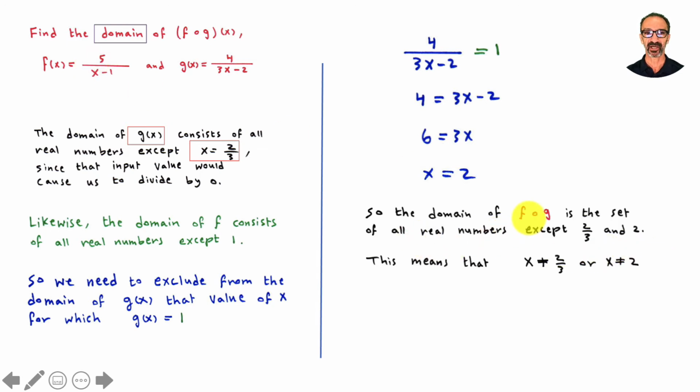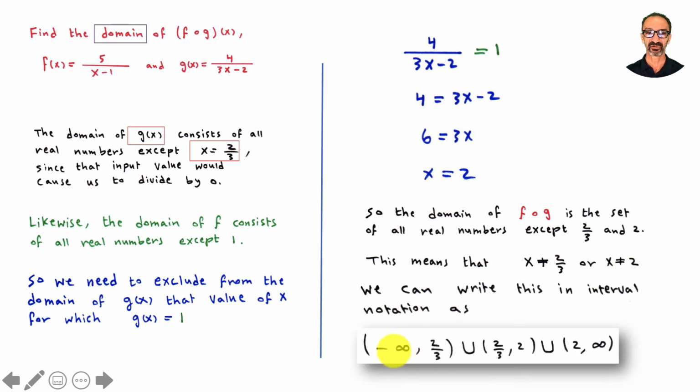So the domain of f of g is the set of all real numbers except 2/3 and the number 2 that gives me 1 here, as we agreed on from the beginning right there. This means that x cannot equal 2/3 and cannot equal 2. We can write this in interval notation as from negative infinity to 2/3, union from 2/3 to 2, union from 2 to infinity.